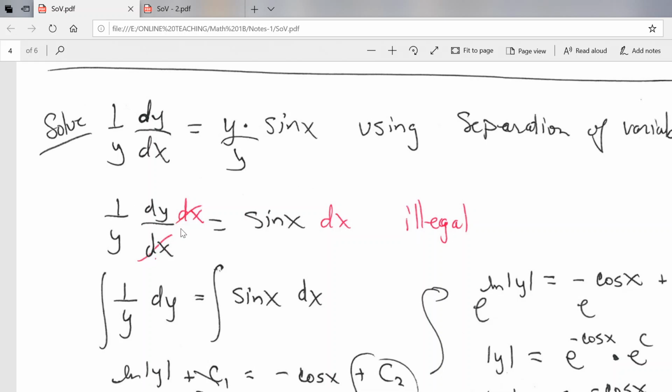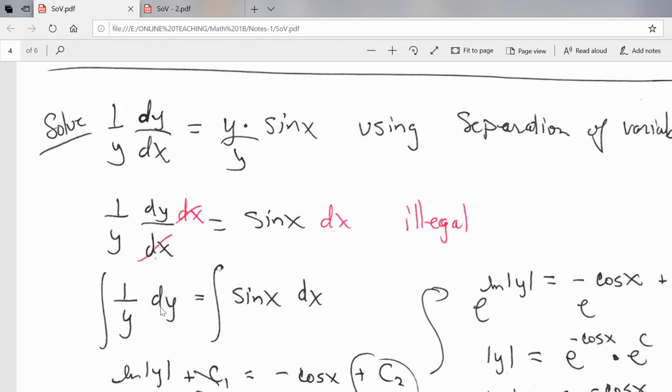Now notice on this side, once the dx's cancel, I have 1 over y and dy. So that's only y stuff on that side. And on this side, I have sine x and dx. So on this side, I only have x stuff. But once you have 1 over y dy and sine x dx, that's perfect to add an integral to both sides. So once we add the integral to both sides, the antiderivative of 1 over y is ln absolute value y. And the antiderivative of sine x is negative cosine x.